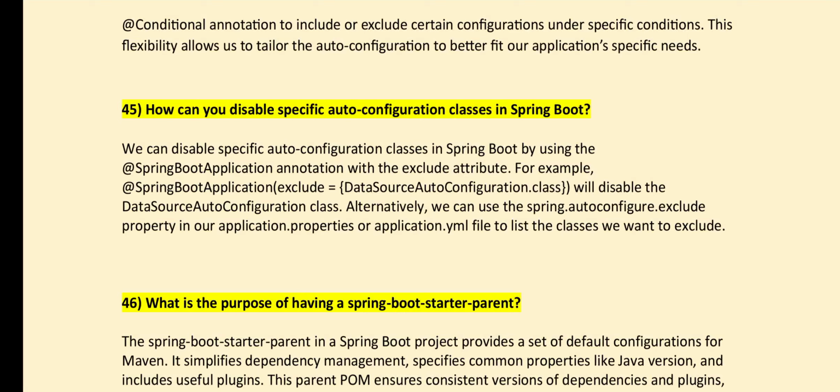How can you disable specific auto configuration classes in Spring Boot? We can disable specific auto configuration classes in Spring Boot by using the @SpringBootApplication annotation with the exclude attribute. For example, you can see at @SpringBootApplication inside the bracket, we are excluding a particular class, that is exclude equals DataSourceAutoConfiguration.class. It will disable the DataSourceAutoConfiguration class.